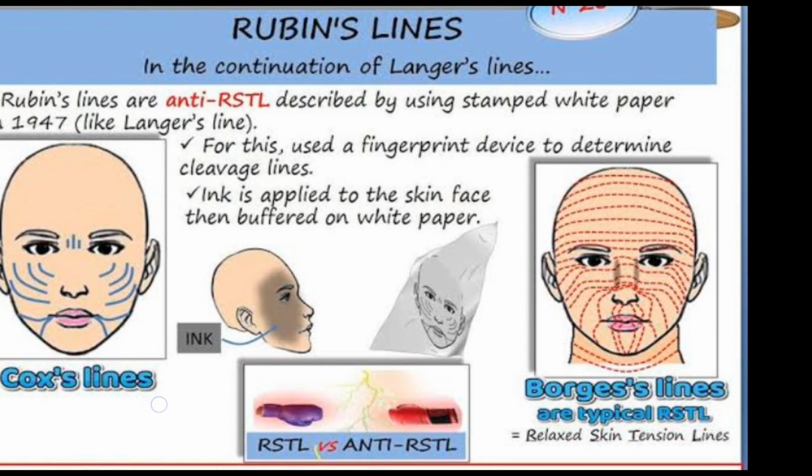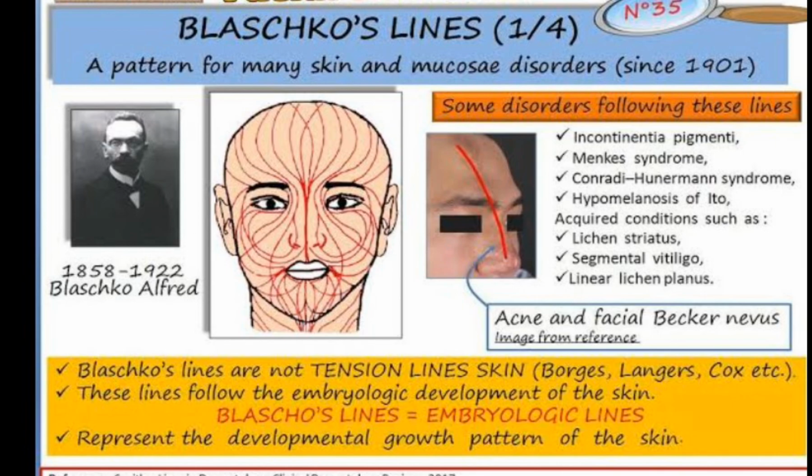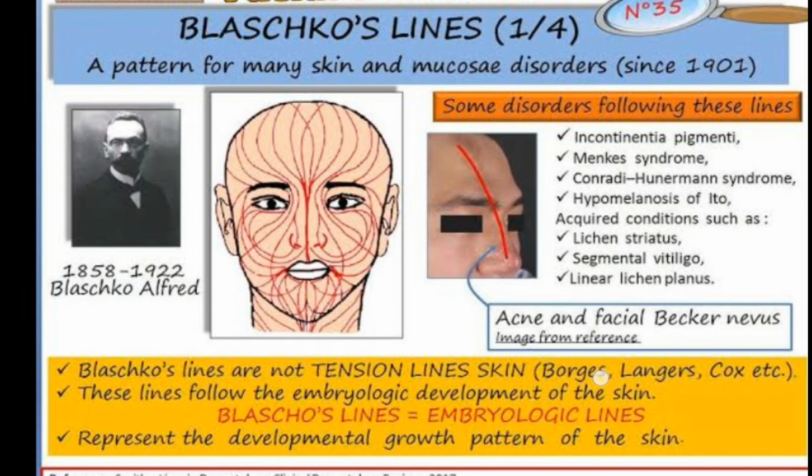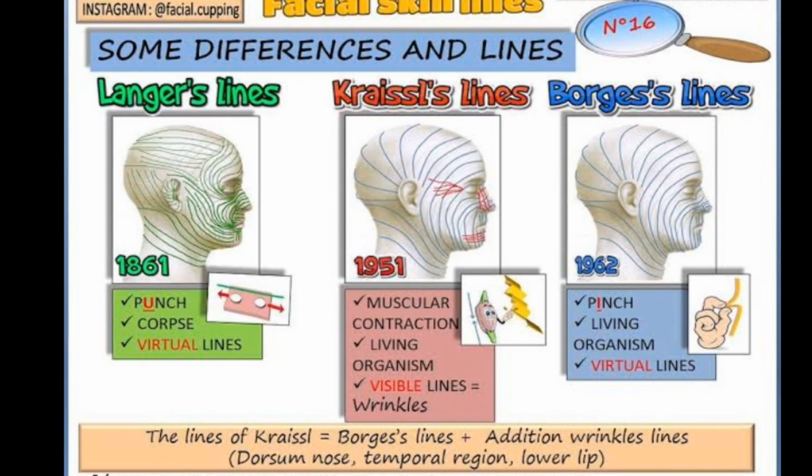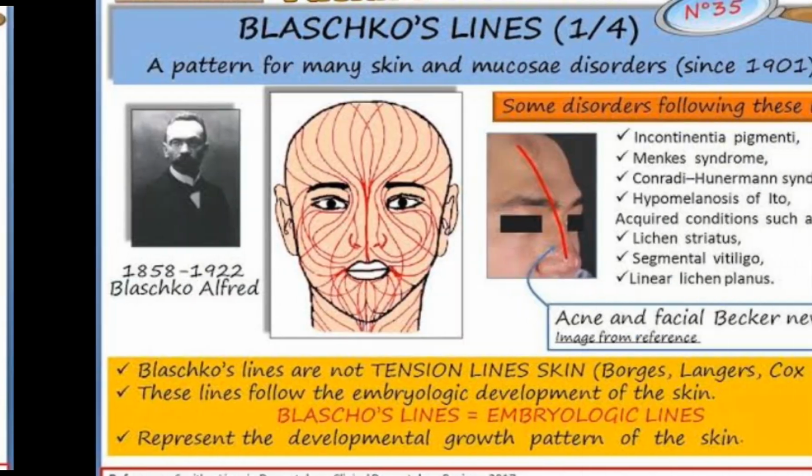No need to remember Cox lines. Then we have Blaschko's lines. Blaschko's lines are basically the pattern which we see in skin and mucosal disorders. Some disorders following these lines are incontinentia pigmenti, Menkes syndrome, Conradi-Hunermann syndrome, hypomelanosis of Ito, lichen sclerosus, and segmental vitiligo. Remember the important ones: segmental vitiligo, incontinentia pigmenti, and hypomelanosis. The Blaschko's lines are not tension skin lines. Unlike Borges or Langer's or Cox, these are not tension. These are embryological development lines of the skin. So Blaschko's, Kraissl's, Borges and Langer's lines are important.